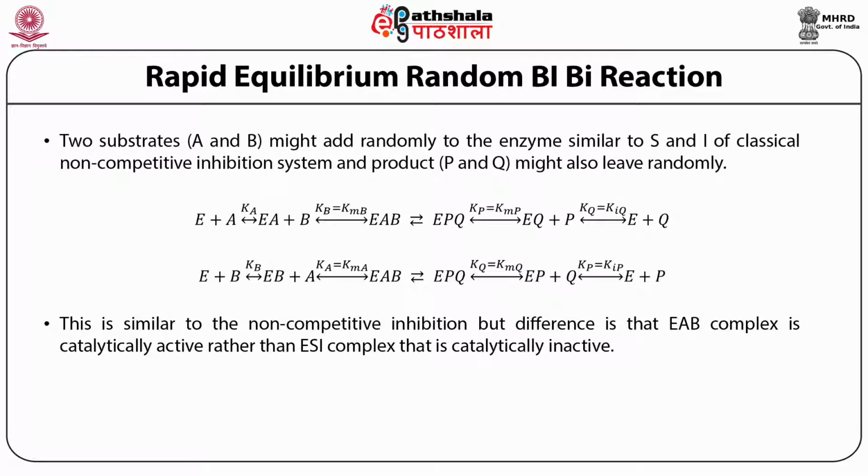This is similar to non-competitive inhibition, but the difference here is that the ternary complex which is formed here is catalytically active, while the ternary complex which is formed in non-competitive inhibition is catalytically inactive. So the velocity of the reaction is dependent on K2 or Kp times the ternary complex concentration.